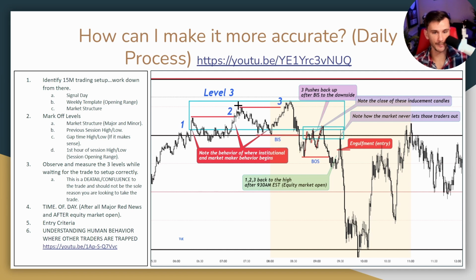Like here, the gap time high and the low makes sense. Here's the gap time high. It's a good thing I would have marked that off because there's the third push, and then the break in structure. It's important to mark those levels off. Then I want to mark off my first hour high and low, the first hour of my trading session. Here's 9 o'clock. Mark off the high. Mark off the low before 9 o'clock, because that is the opening range for the session.